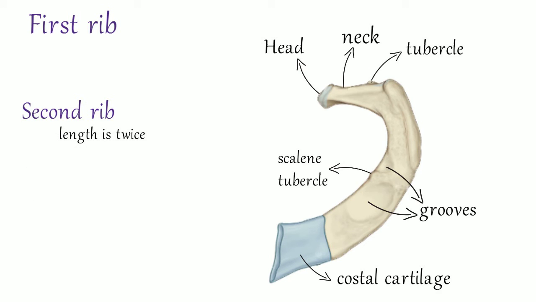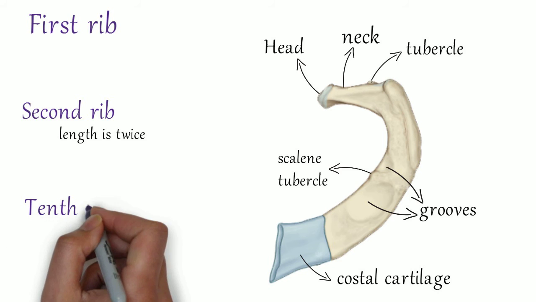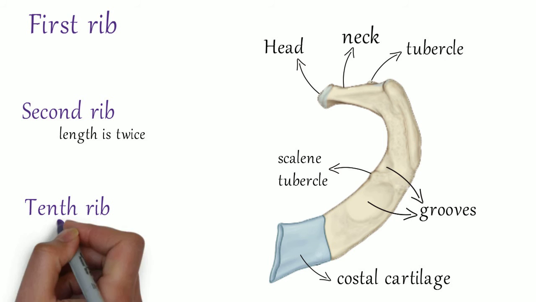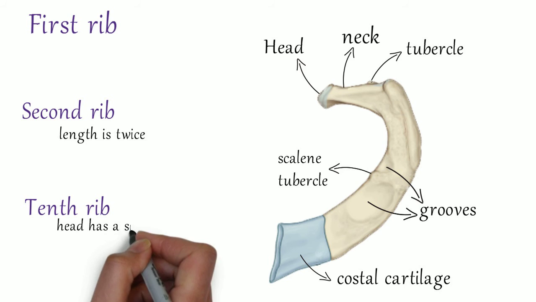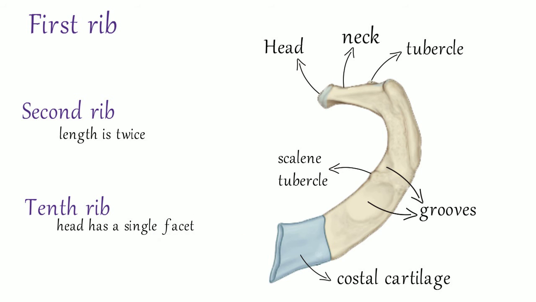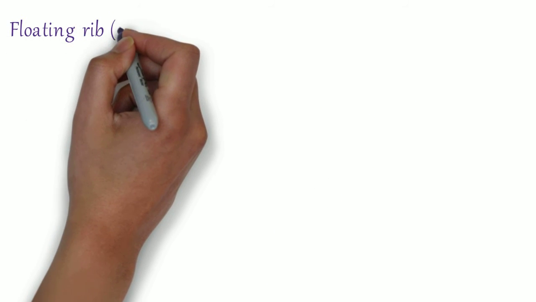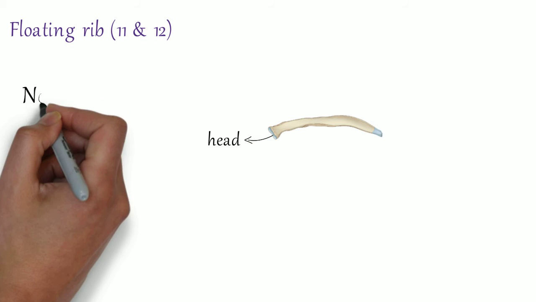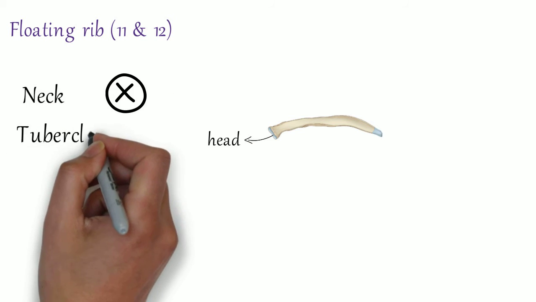Next, the 10th rib. Its head has a single facet for articulation with its own vertebra. Now floating ribs 11 and 12. 11 and 12 ribs are short. Neck and tubercle are absent. The angle and costal groove are completely absent in the 12th rib.